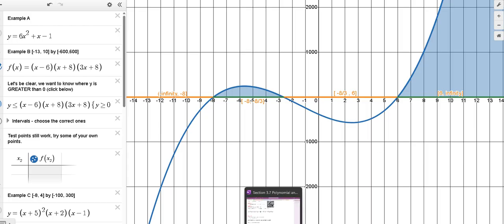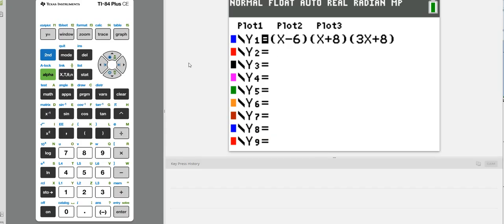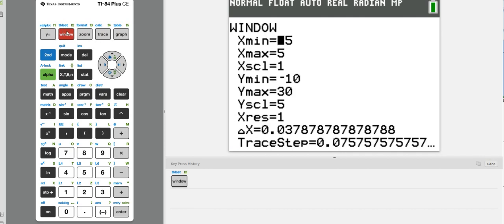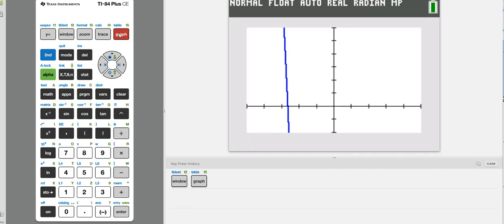Now, coming up with a good graph is not always that easy. If you've got this in your graphing calculator, I don't know what your window settings are. Here are mine. But did I get a good graph on this? That's not a very enlightening graph. Now I can try and make this a little bit better.